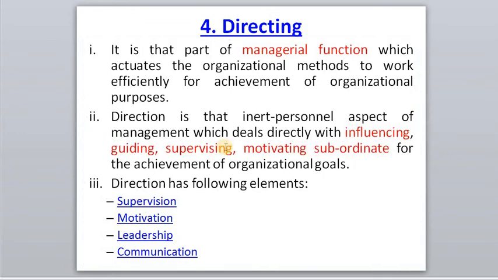Direction is that interpersonal aspect of management which deals directly with influencing, guiding, supervision. Guiding the various manpower in proper directions, supervising whether the work has been done in the proper way or not, motivating subordinates for achievement of the organizational goals. Direction has the following elements, divided into 4 points: supervision, motivation, leadership and communication. So we will see this again.